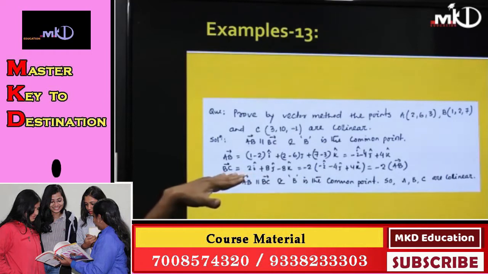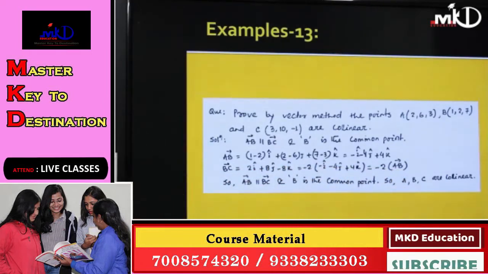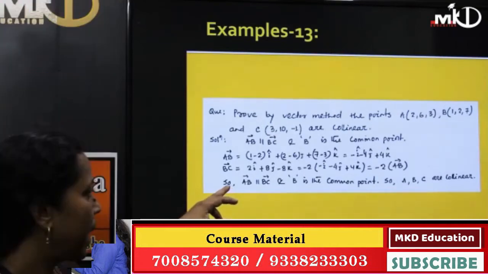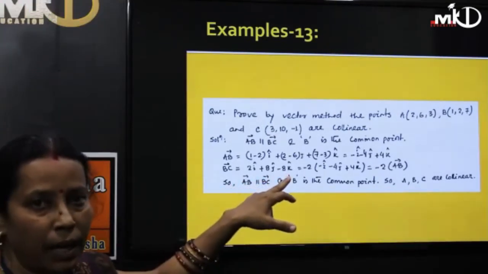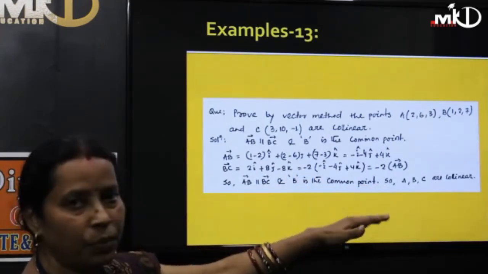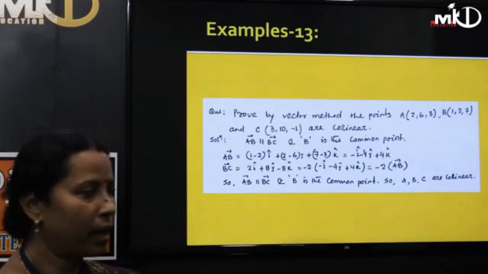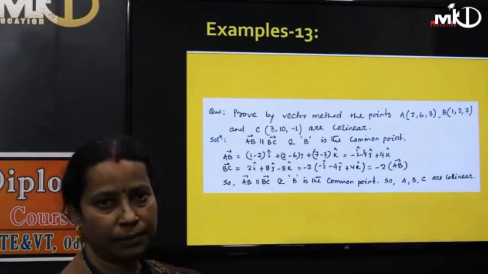That means the two vectors are scalar multiples of one another. So AB vector is parallel to BC vector and B is the common point. So we prove A, B, C are 3 points which lie on one line. That means they are collinear.